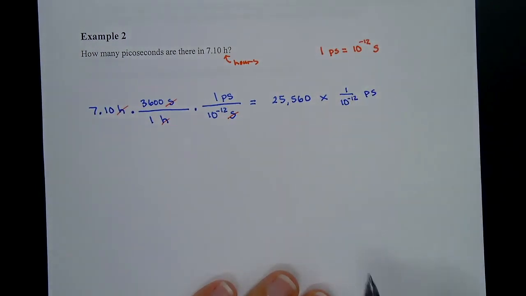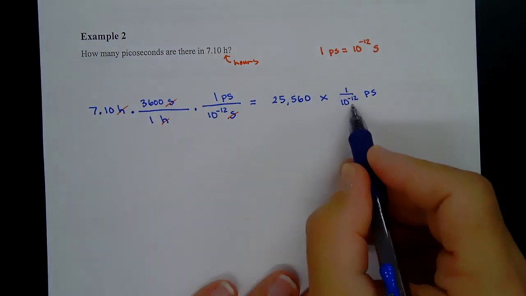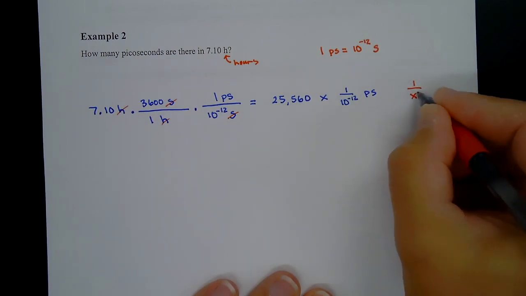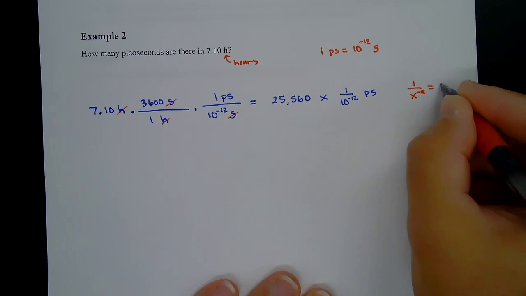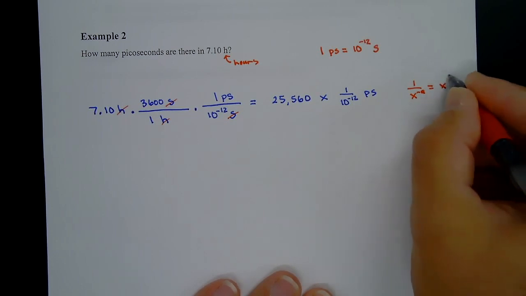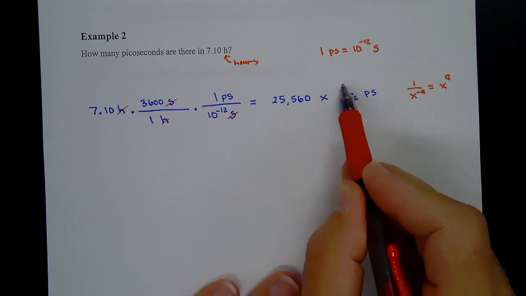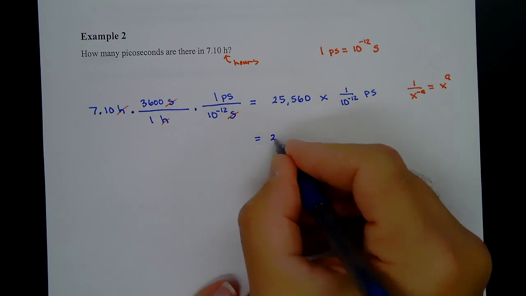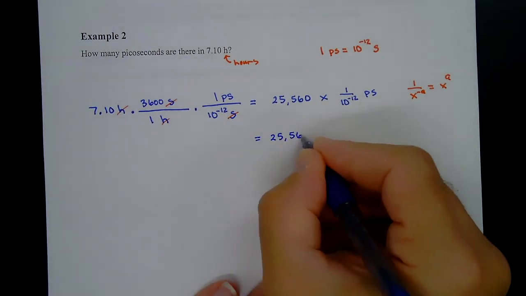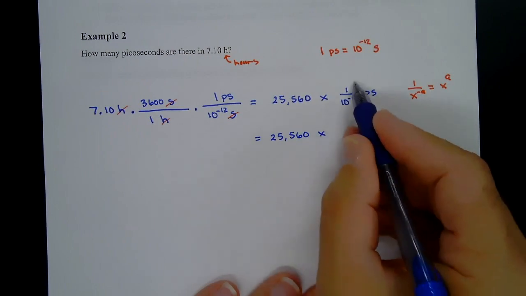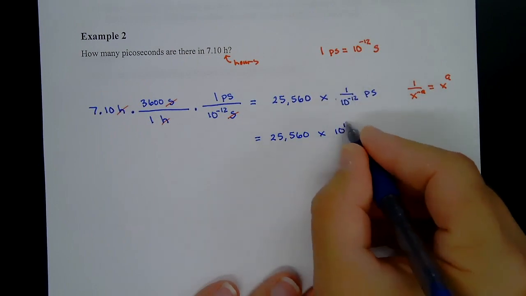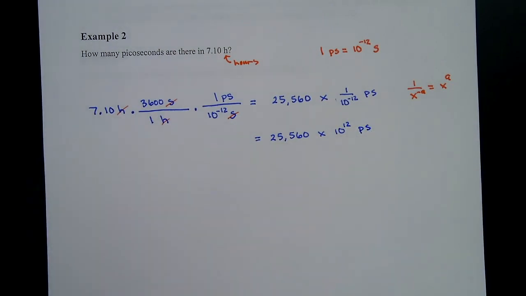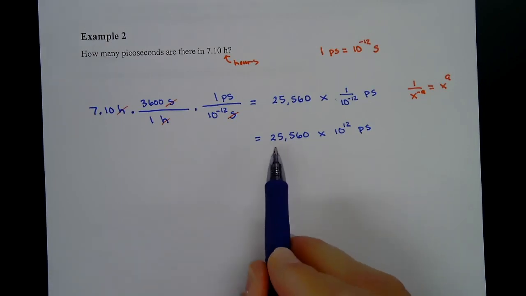Now mathematically, there's an exponent rule that says if you have 1 over some base x raised to a negative exponent, that's always equivalent to that same base x raised to the positive exponent. So 1 over 10 to the negative 12 could be rewritten as 10 to the 12th. So this is 25,560 times 10 to the 12th picoseconds. Okay, so now what is this answer?